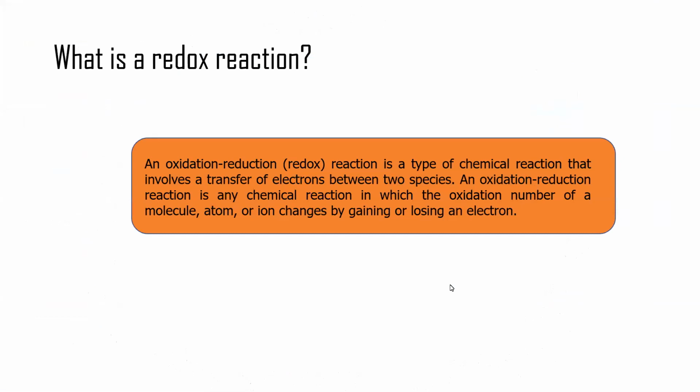A redox reaction is a type of chemical reaction that involves a transfer of electrons between two species. An oxidation-reduction reaction is any chemical reaction in which the oxidation number of a molecule, atom or ion changes by gaining or losing an electron. This gaining or losing an electron, sometimes you might not visibly see it. For example, CH4 plus O2 to give CO2 plus H2O, you might not realize that carbon has been oxidized there, but there is transfer of electrons, okay?